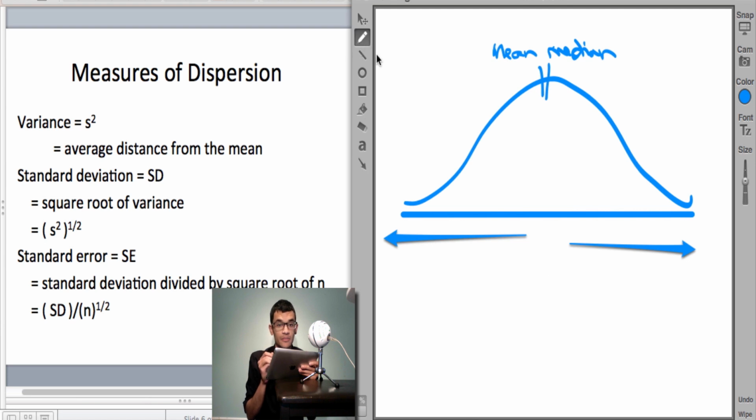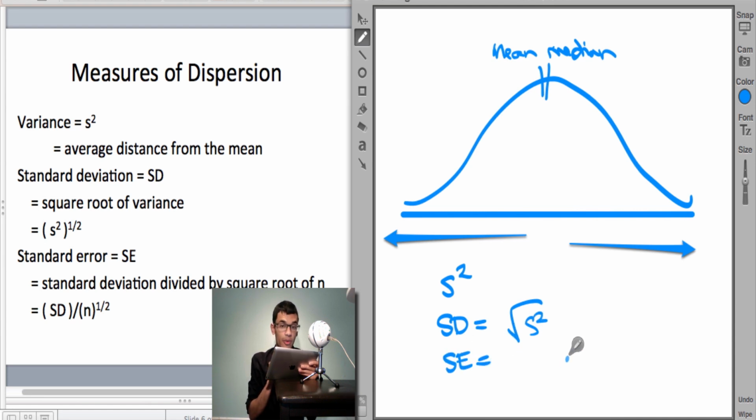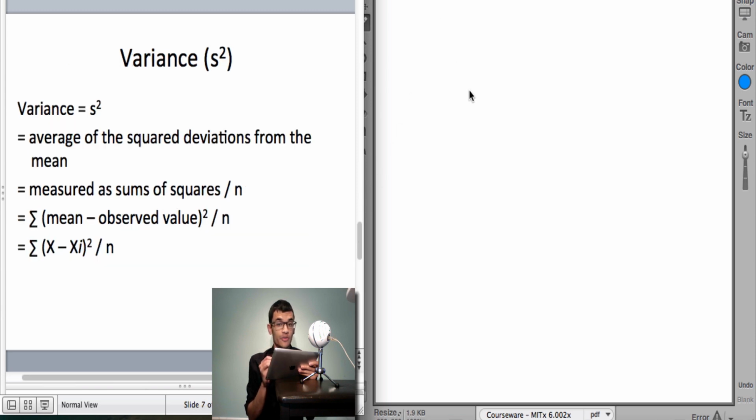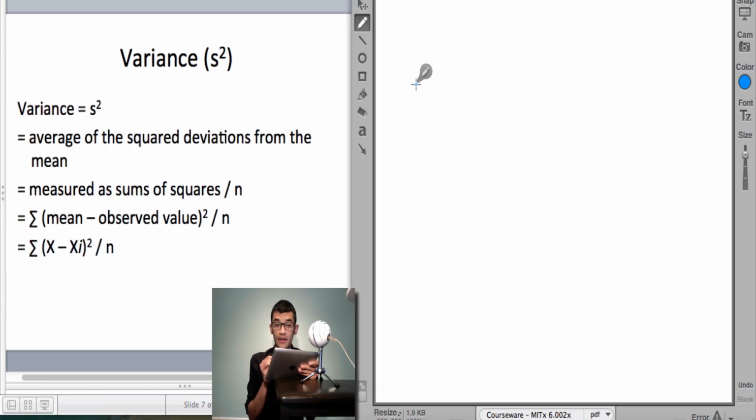The variance in some textbooks is represented by s squared. It's the average distance from the mean. The standard deviation is the root of variance, or s squared raised to the 1/2. The standard error then is the standard deviation divided by the square root of n observations in the dataset. Remember the term sums of squares because it becomes very important as we move through the course with analysis of variance, or ANOVA, and linear regression.